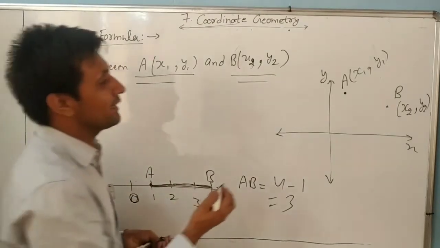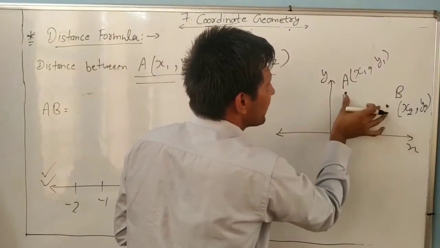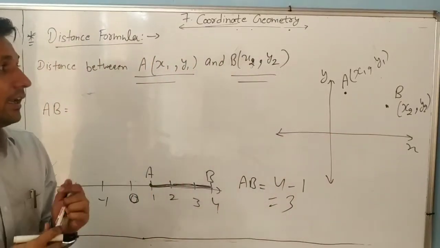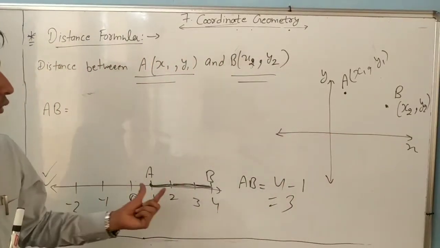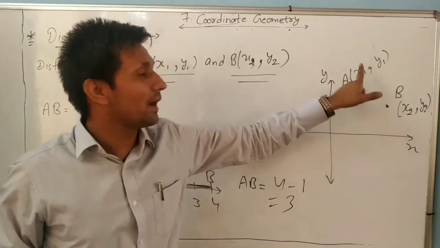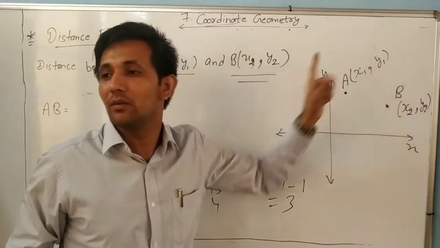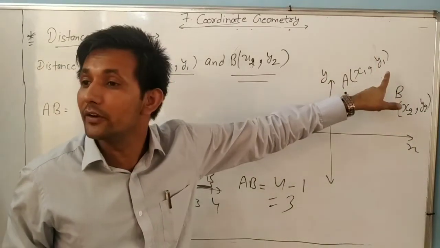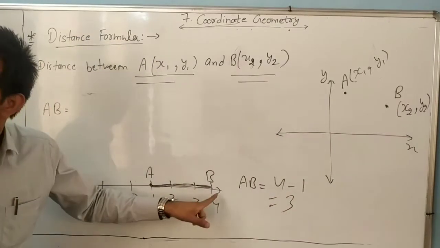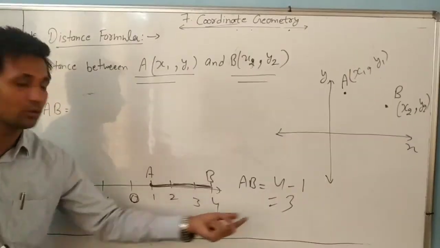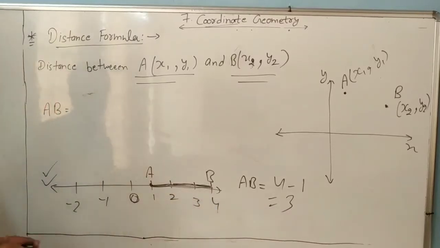Same as it is here, we will find the distance between these 2 points. And in the coordinate plane, we cannot directly find x2 minus x1 and y2 minus y1. No. Because here how many coordinates? 2 coordinates. But there, only 1 coordinate, 4 minus 1, so it is easily found. So what is its formula?